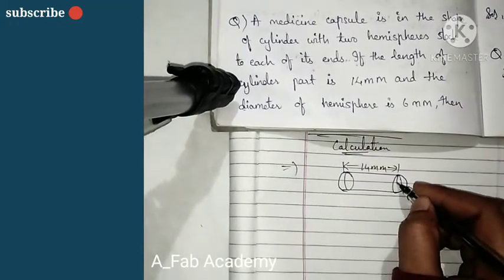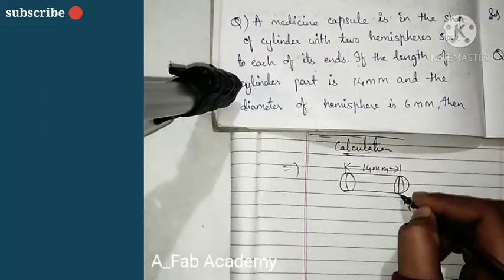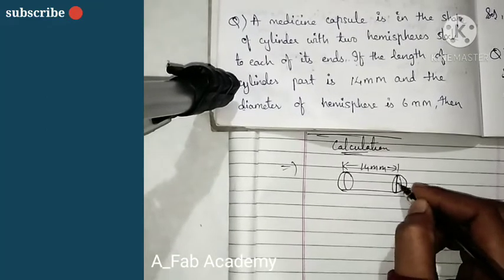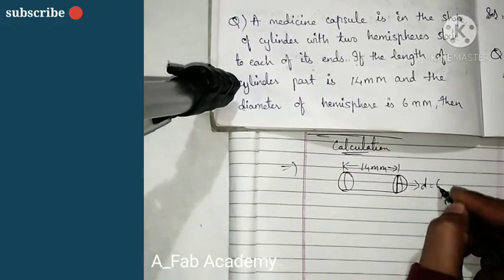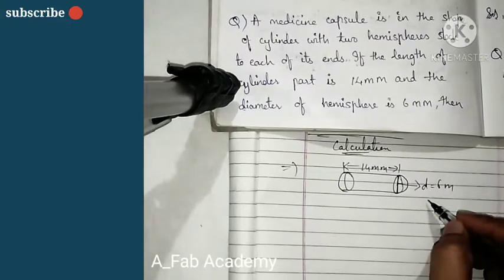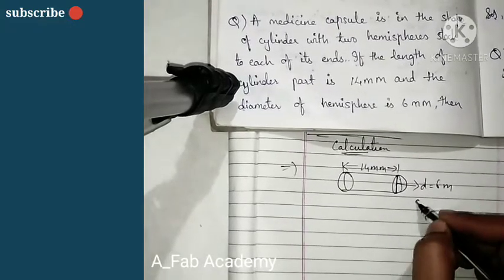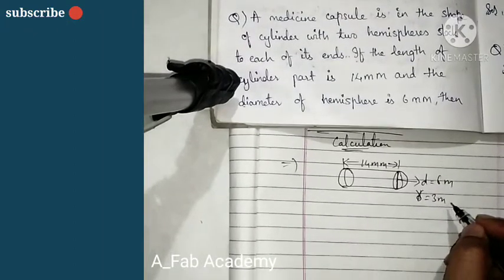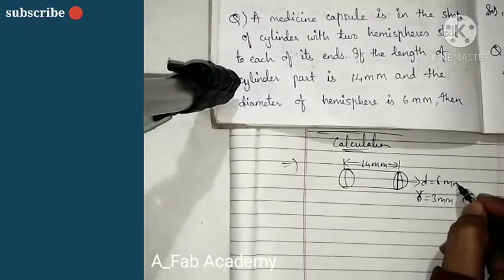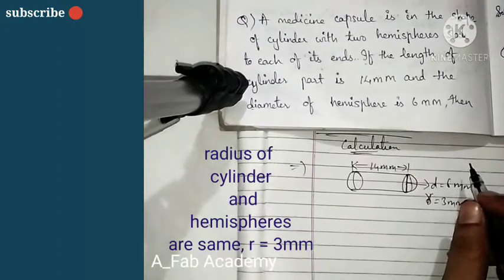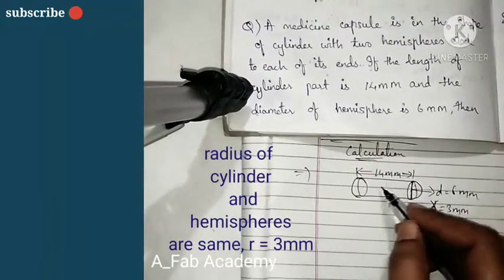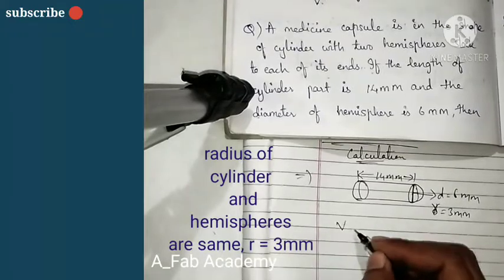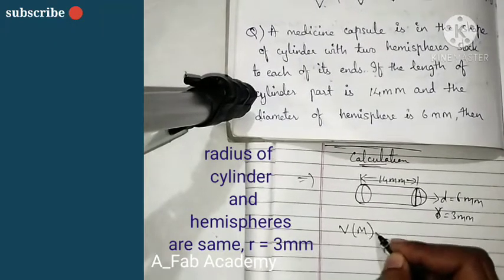So these are two hemispheres, the diameter is nothing but the line passing through the center. This total D is 6 millimeter. Then the radius will be half, 6/2, you will get radius 3 millimeter. Then you have to find the volume of this medicine.